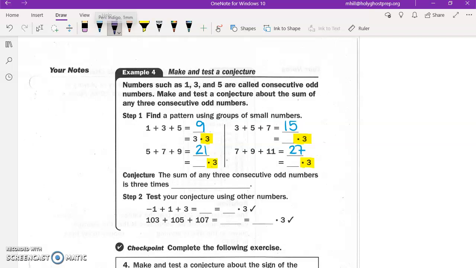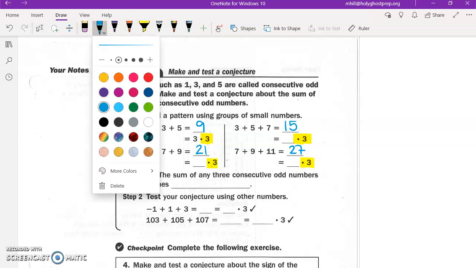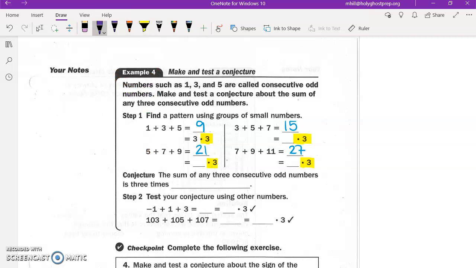So 9 is what times 3? 9 is 3 times 3, which is right here. 15 is 5 times 3. 21 is 7 times 3. And 27 is 9 times 3.